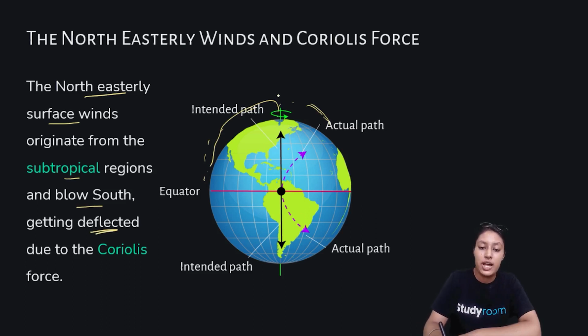So if it has to go like this, it will move somewhere like this. If the ball should go like this, it will not go like this, it will go like this. Similarly, in this case the ball should go like this, but it will not go like this, it will move a little towards here due to the movement of the earth and movement of all the tectonic plates as well. So this is Coriolis force. All right.